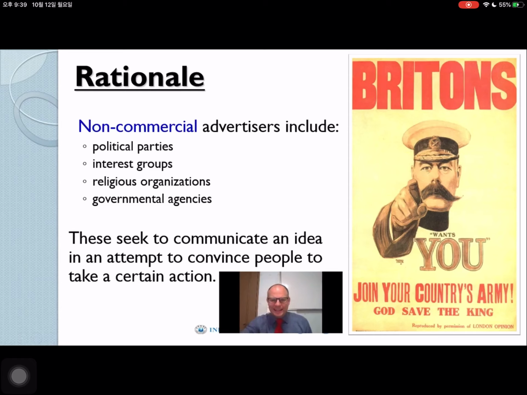selling an idea to people to make them do something that they want them to do. Maybe you can think of your own examples from Korea or wherever you're from. So write some ideas of famous advertisers, maybe commercial, non-commercial. So I gave you the example of Guinness. You got the non-commercial kind of political one that I've just shown you there about joining the army. Can you think of any famous examples from your country?